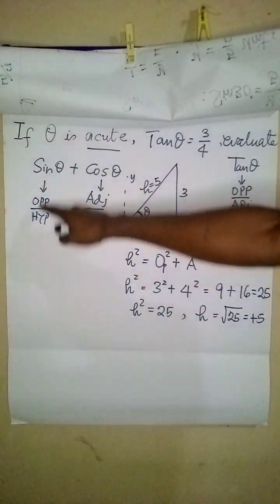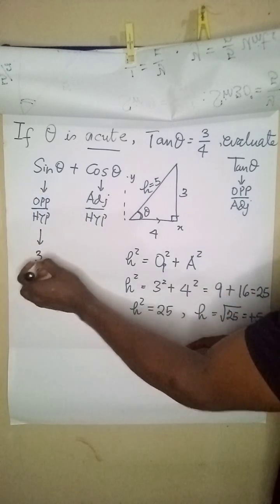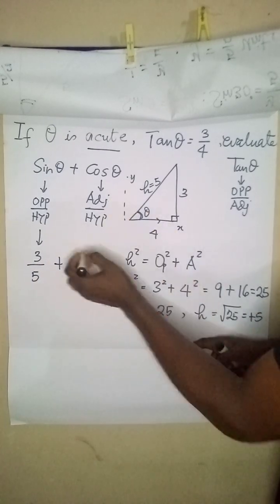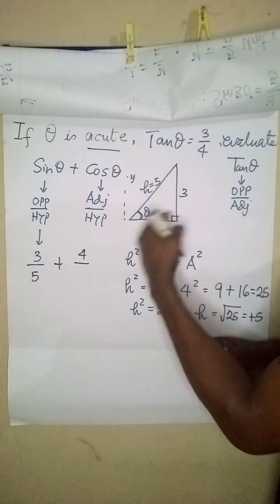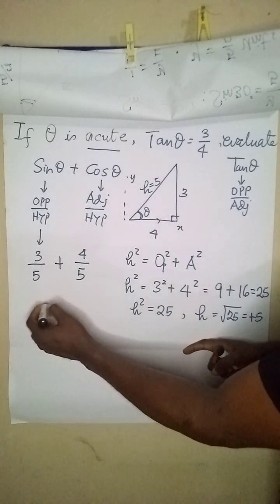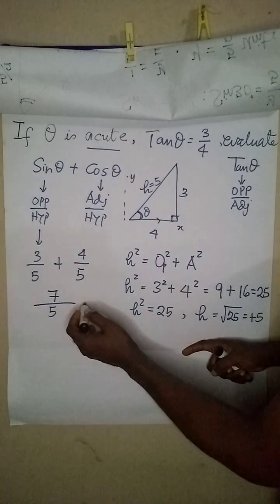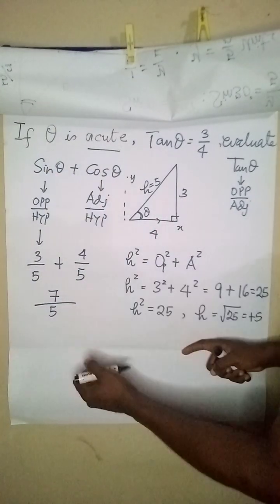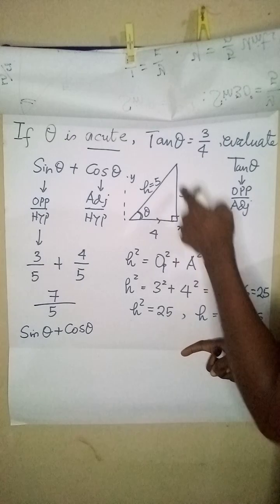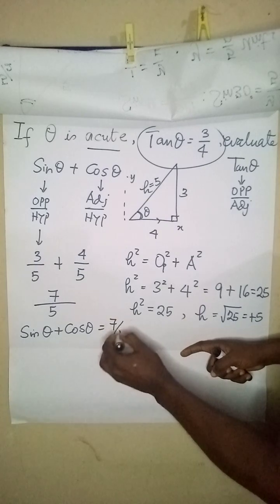That can help us to find this. So our sine theta is our opposite, 3, divided by the hypotenuse, which is 5, plus our adjacent, 4, divided by the hypotenuse, which is 5. We can simply add this. We have a common denominator, so it's easy for us to add the numerators, and we have 3 plus 4, which is 7 over 5. So that is the value of this. It means sine theta plus cos theta is simply 7 over 5. Please take note of that.